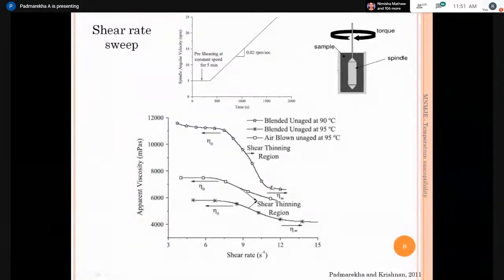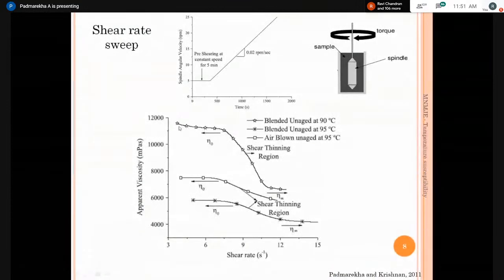So this is again at two different temperatures. Let us not focus on what is blended unaged asphalt and air blown unaged asphalt at this point of time. I just want to highlight this 90 and 95 degrees Celsius in this plot. We will take an example of a blended VG30 bitumen at 90 degrees Celsius and 95 degrees Celsius. Now this star one's legend is for 90 degrees Celsius.